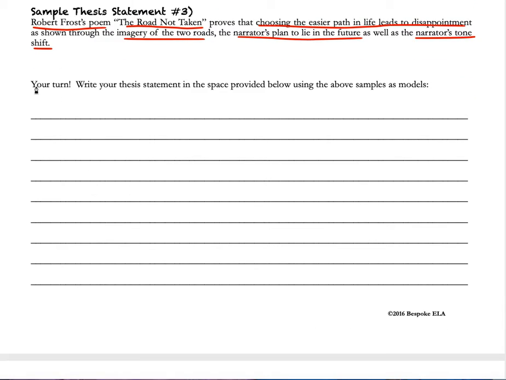Write your thesis statement in the space provided above using the samples as models and using any of the other thesis statements we've looked at. For example, the 2 essays that we read as our samples as well. Get your thesis down on paper here. When you are done your thesis statement, this has been probably one of the only times I'm going to ask you to share with me your essay before you actually hand it in. I want you to share your thesis statement with me, okay?